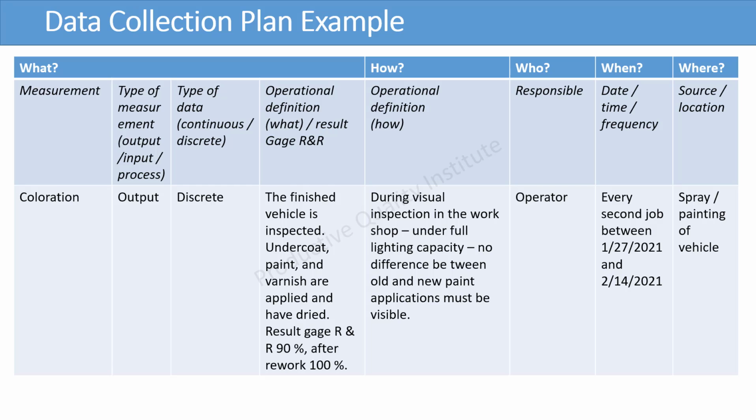How to do the data collection or measurement during visual inspection in the workshop: it will be under full lighting capacity, and also, no difference between old and new paint applications must be visible. The operator will do the measurement. He will do it every second job between January 27, 2021 and February 14, 2021. He will do it in spray or painting of the vehicle.